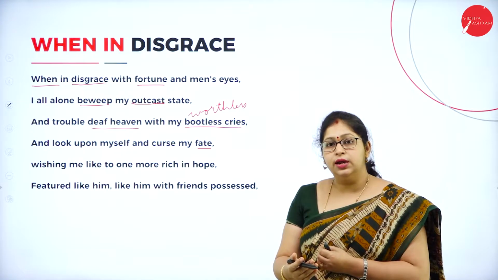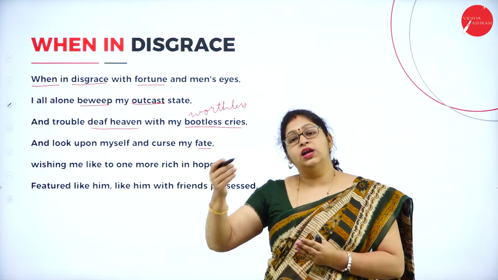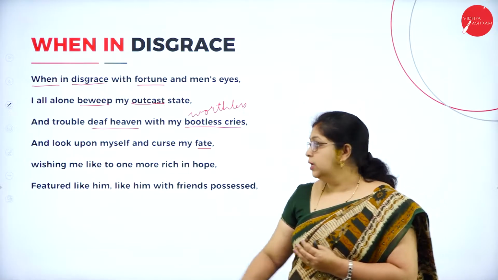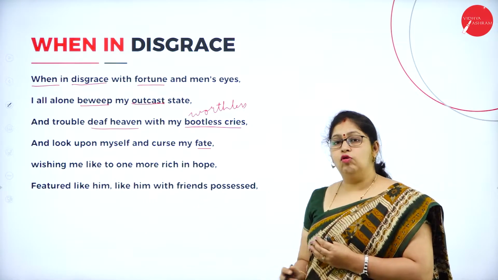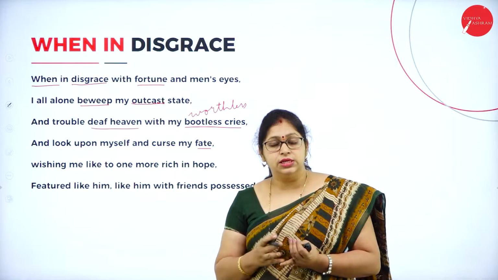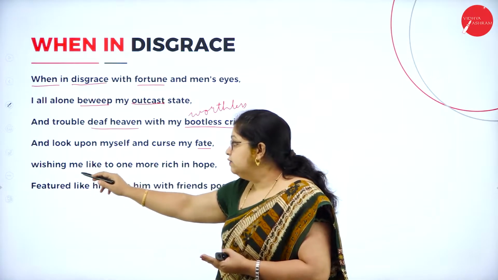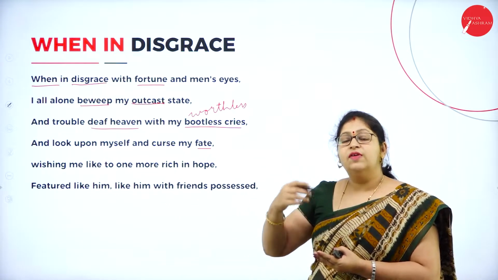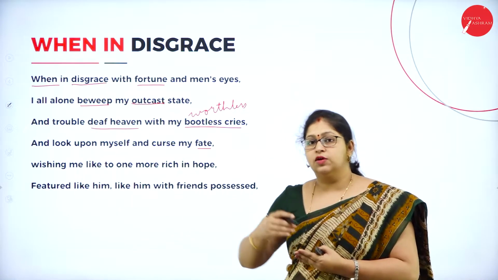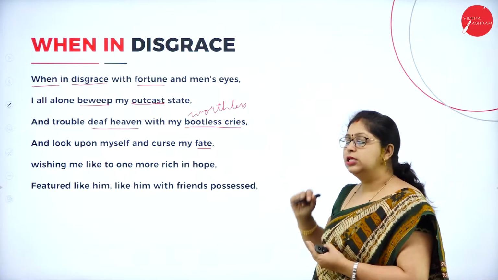So what is he doing here? He is wishing himself, if I would have been like the other, or if my life would have been like the other's prospects, it would be nice. He is wishing me like to one more rich in hope. If I would be one among those rich people, rich in many ways, rich in love, rich in money, rich in the status in the society, all. Okay, so he is telling, wishing me like to one more rich in hope. If I would have been one among those rich people, or one enjoying the prospects of life like the other people are enjoying. Featured like him with friends possessed.